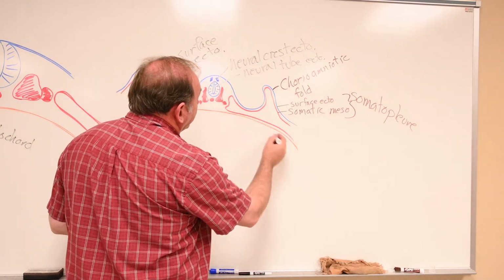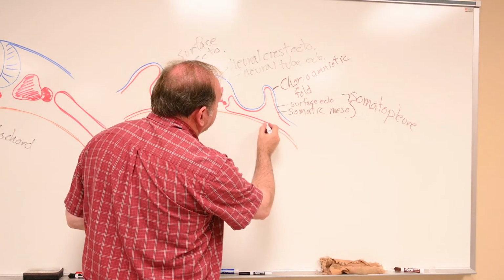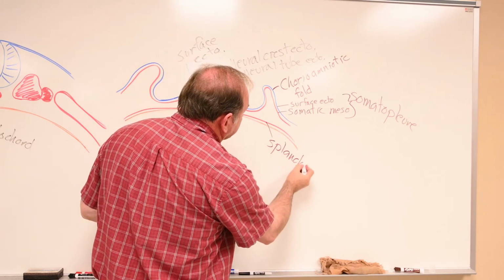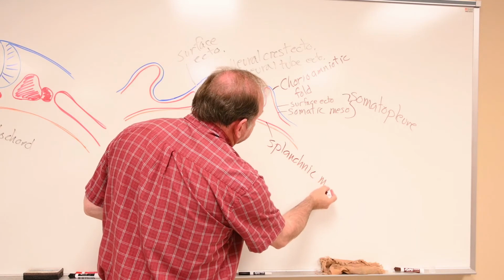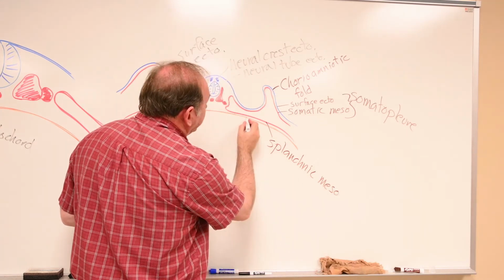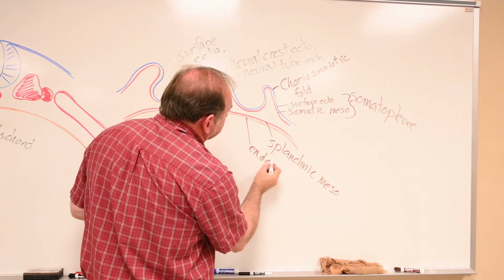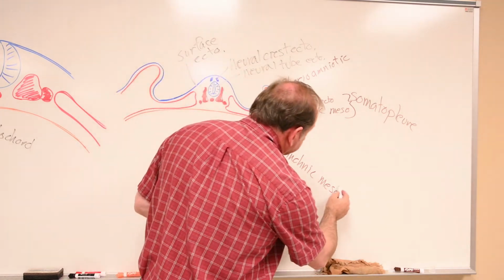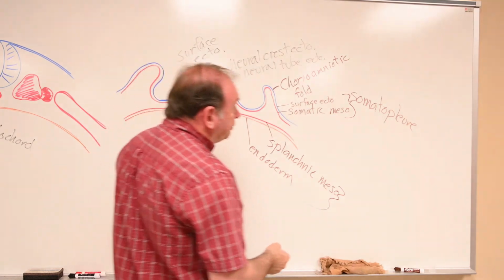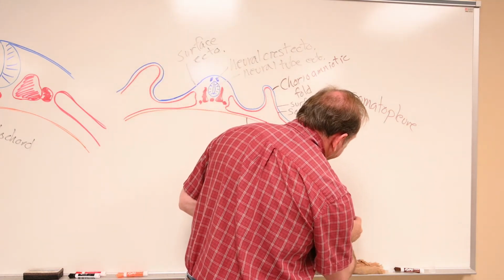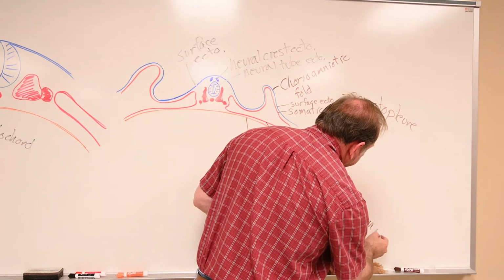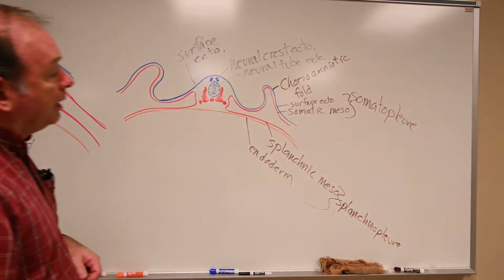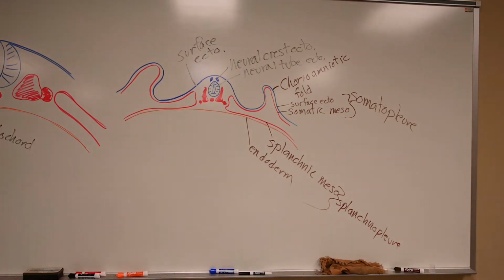This lower layer down here, where we have a layer of splanchnic mesoderm and a layer of endoderm, those two together make up a splanchnopleure. Splanchnopleure membrane.